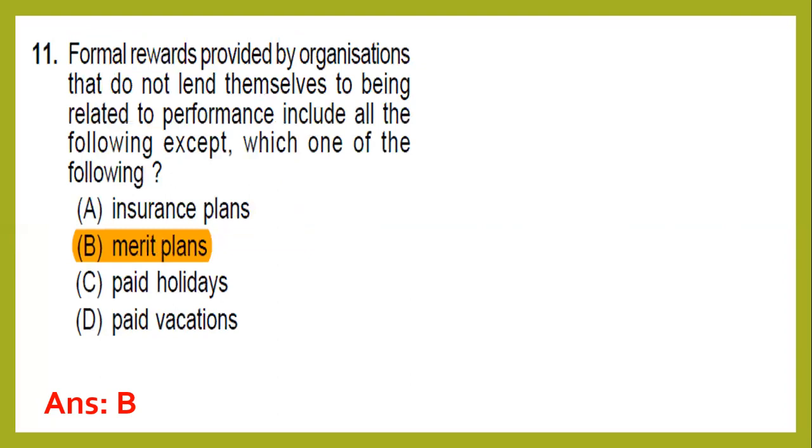So 11th one, formal rewards provided by organizations that do not lend themselves to being related to performance include all of the following except which one of the following. So except one of the following, it is all included. So that is merit plans. Except merit plans, all other things are included. What are the things included? Insurance plans, paid holidays and paid vacation. So therefore, merit plan is not included. So this is the exceptional one. Therefore, the correct answer for 11th question is B, merit plan.